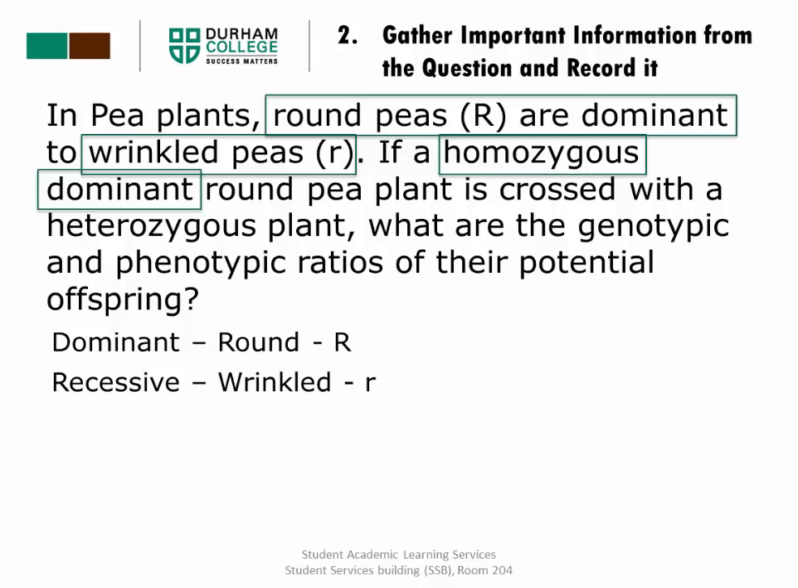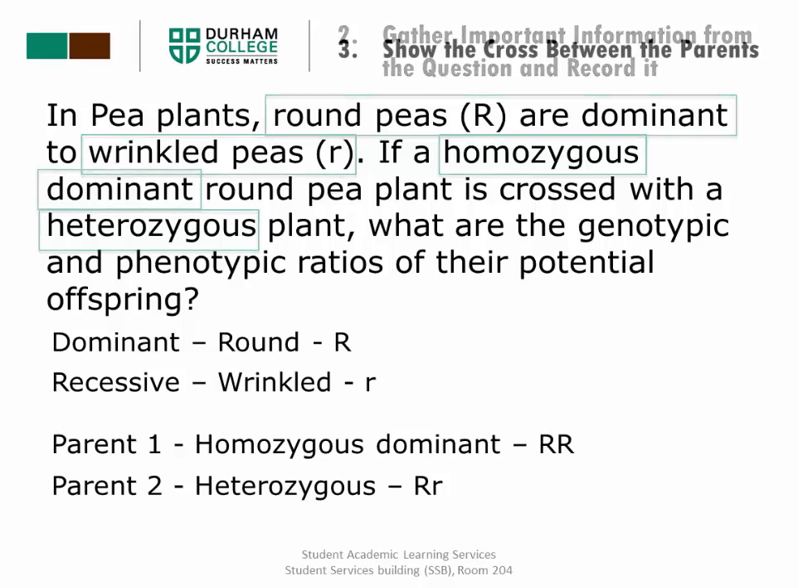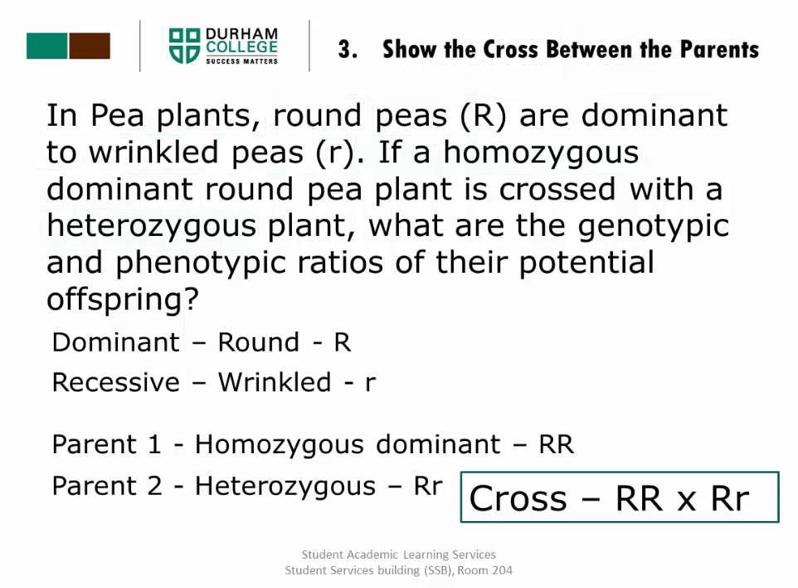Homozygous means the same, and dominant, as we can see above, is round peas, and so we can record this as well. Parent 1 is homozygous dominant, which means that the two alleles that the parent has are capital R, capital R. The second parent is a heterozygous plant. Heterozygous means different, and so parent 2 has a capital R and a small r for their genotype. We now have the two parents' information, and we can show the cross between the two parents. The cross is that the first parent is capital R, capital R, and the second parent is capital R, small r.